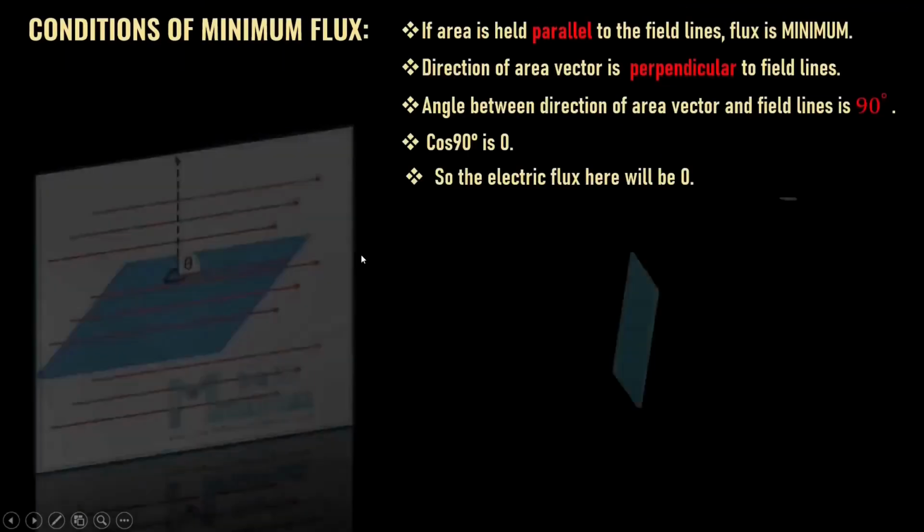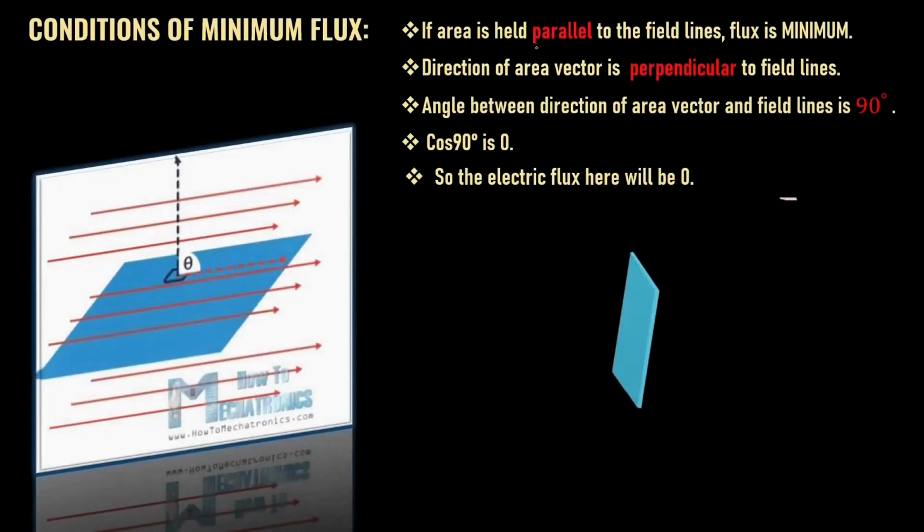Next, we have the conditions of minimum flux. Now what will be the conditions of minimum flux? When the area is held parallel to the field lines, the flux will be the minimum. Let us see how it is that. If this is the area, this is the simple area, the field lines are crossing this. So the field lines are parallel. So here area is held parallel to the field line.